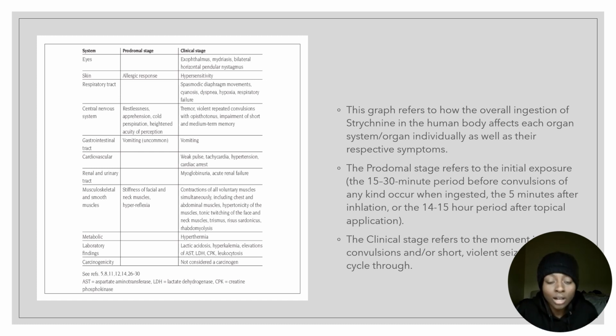That's pretty much where you can see that the symptoms start to amp up. In particular, in the central nervous system, in your prodromal stage you're restless and apprehensive, but as soon as you get to the clinical stage, you're actually having tremors, short-term memory loss, and very violent muscle spasms. It's starting to ramp up on you. So, yeah.